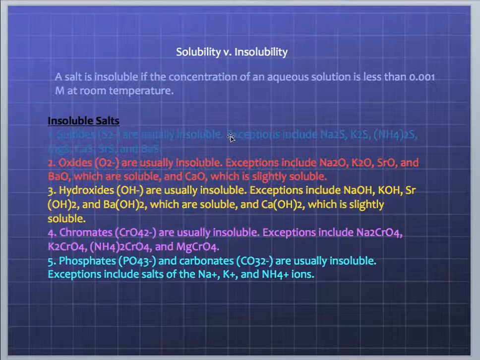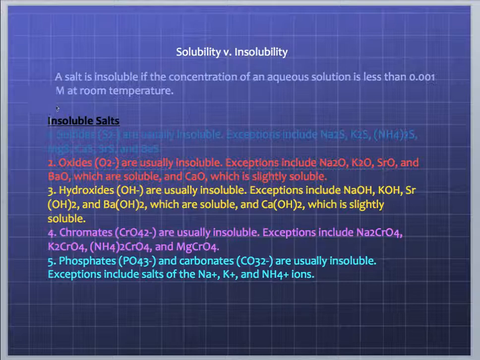Alright, we're talking about solubility versus insolubility. It says a salt is insoluble if the concentration of an aqueous solution is less than 0.001 molar at room temperature. So you can really think about Ksp for this. I'm not going to go into detail about Ksp, but solubility product, so really you can figure out how soluble a certain salt is. Usually salts are soluble, but sometimes they don't like water or other elements because of their polar abilities.